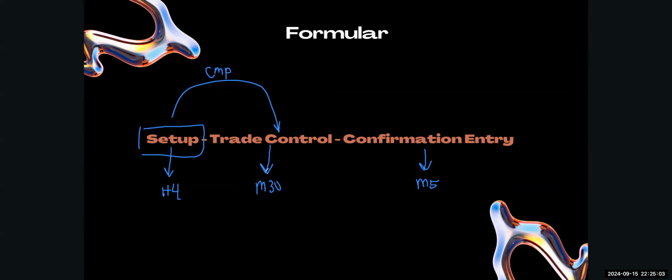trade control, M30. So what do we need to look for in the trade control? Yes, EG or EF, but at the current market price. If you guys don't even understand what the CMP, the current market price, actually is, let me explain this to you. Let's just say we have a sell zone here.